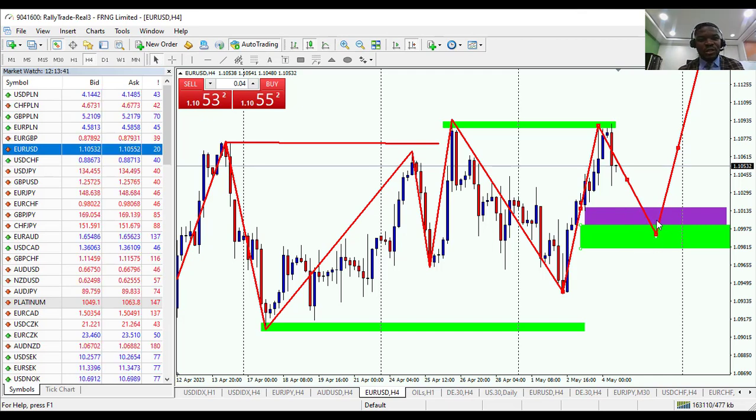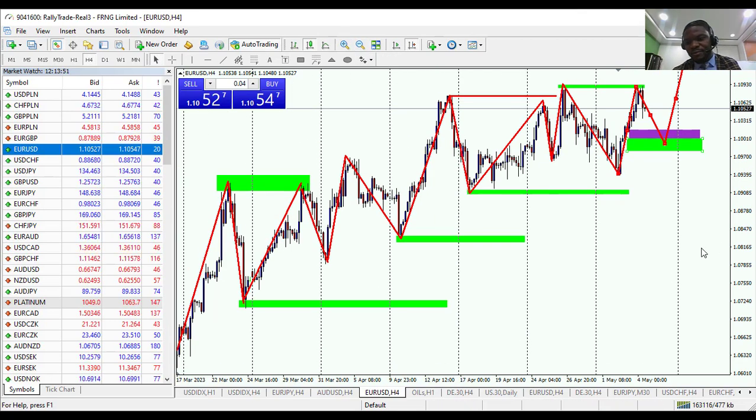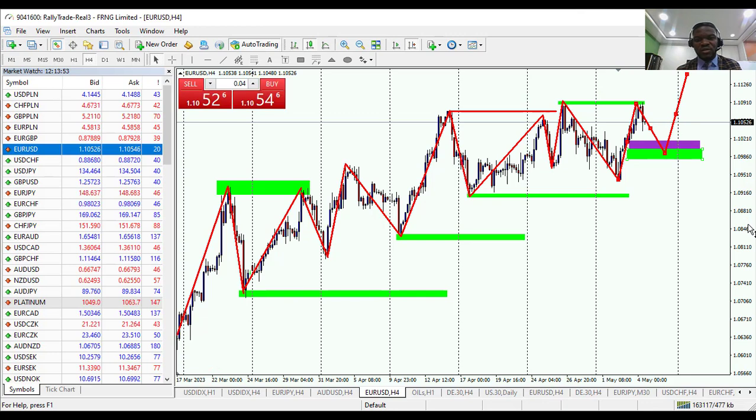Now in doing that, I will not do it on the H4 time frame. I will move downward to the 15 minutes time frame and look out for my buy. Okay, this is my analysis for Euro USD for today, being the 4th of May 2023.